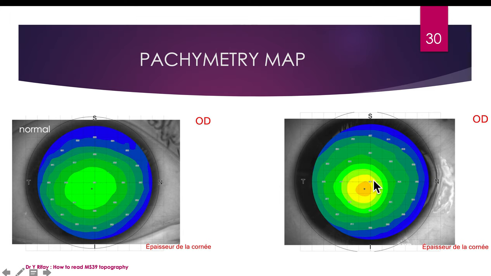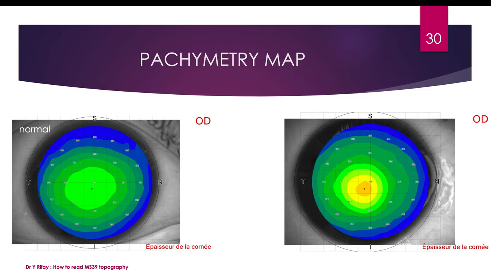But here we have a thin cornea, and we have displacement of the thinnest location and an asymmetry here. So here, this is not a criterion of keratoconus, but we know that this case is keratoconus, but this is not a criterion. It only gives an idea when seeking cases for refractive surgery.